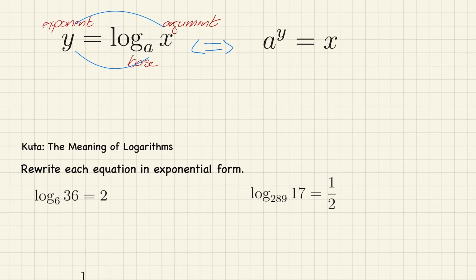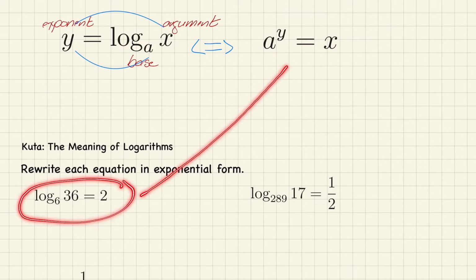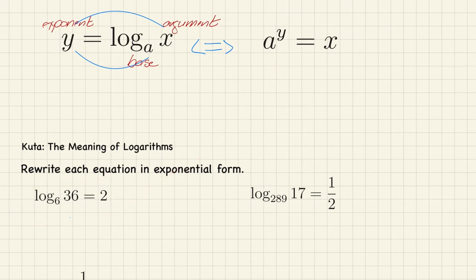We're going to rewrite each equation in exponential form. This is exponential form. This is logarithmic form. Okay, so we want to take this and rewrite it like that. The base 6 raised to what power? 2 is equal to 36. 6 raised to what power gives us 36? 6 raised to the second power gives us 36.